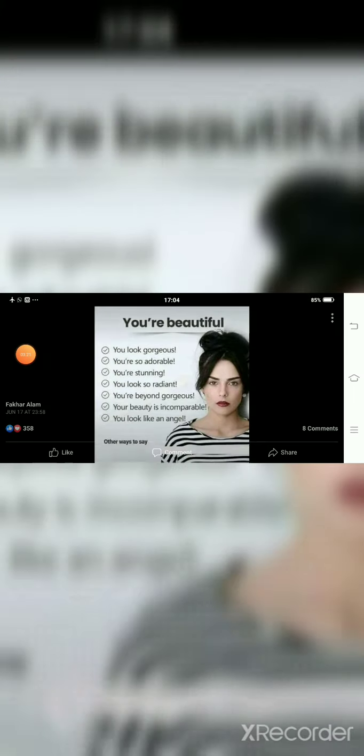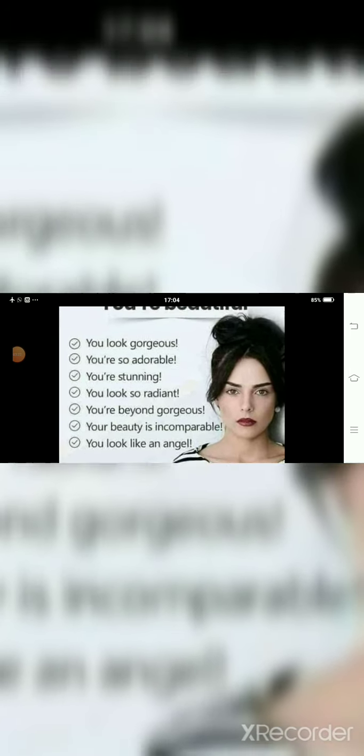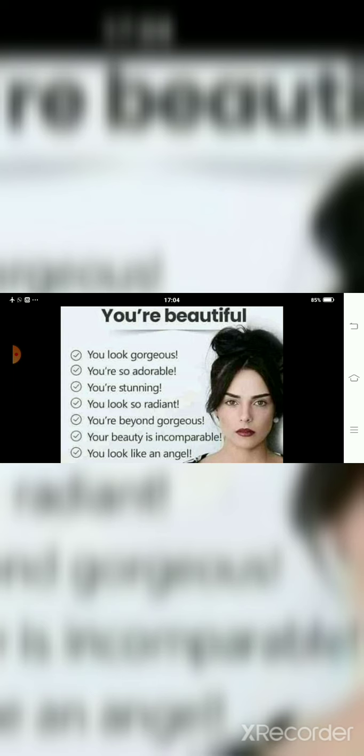"You are beautiful." There are so many words we can say for beautiful. How will we say the word beautiful? You look gorgeous, adorable, you are stunning, you look so radiant. You are beyond gorgeous, your beauty is incomparable, you look like an angel. Here I will just mention that one day I had a complete lecture on the different phrases for beautiful, in which I gave you 100 words in place of beautiful.